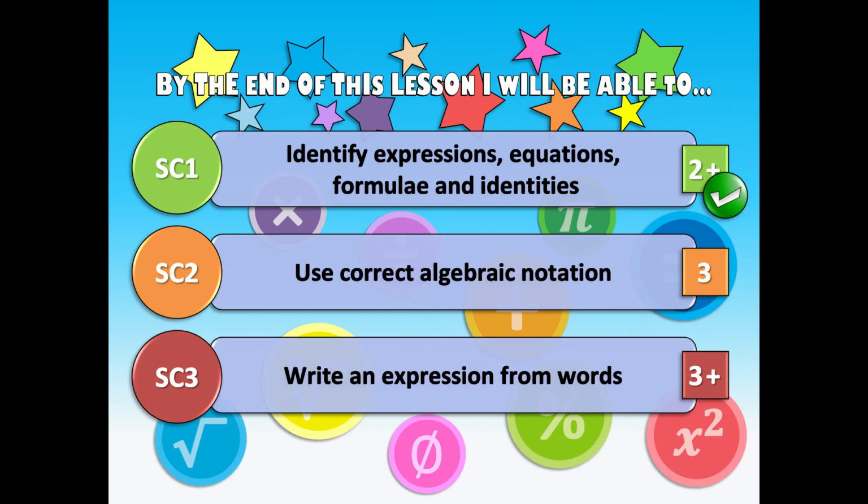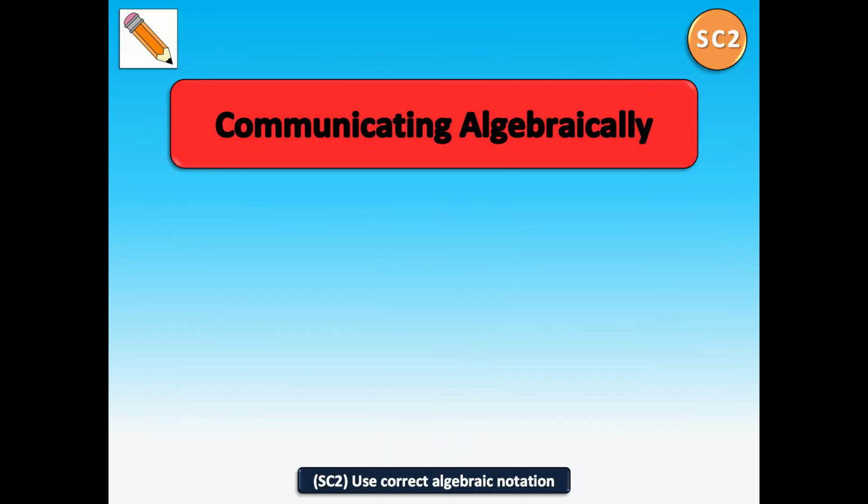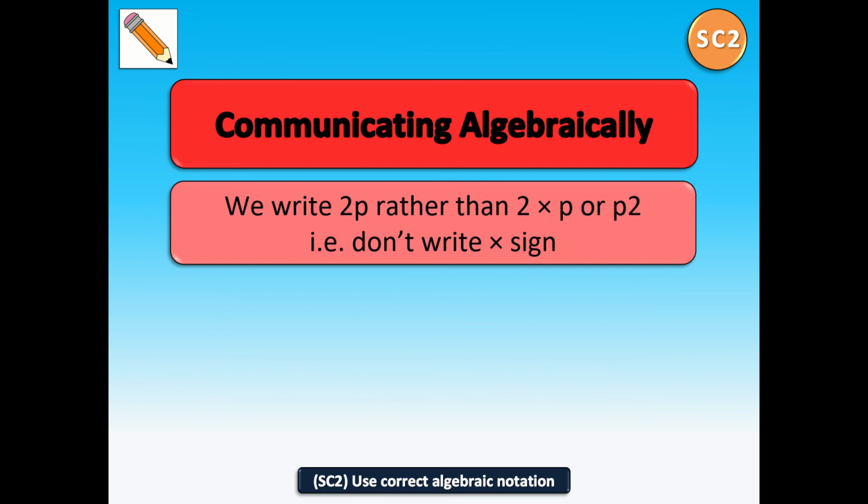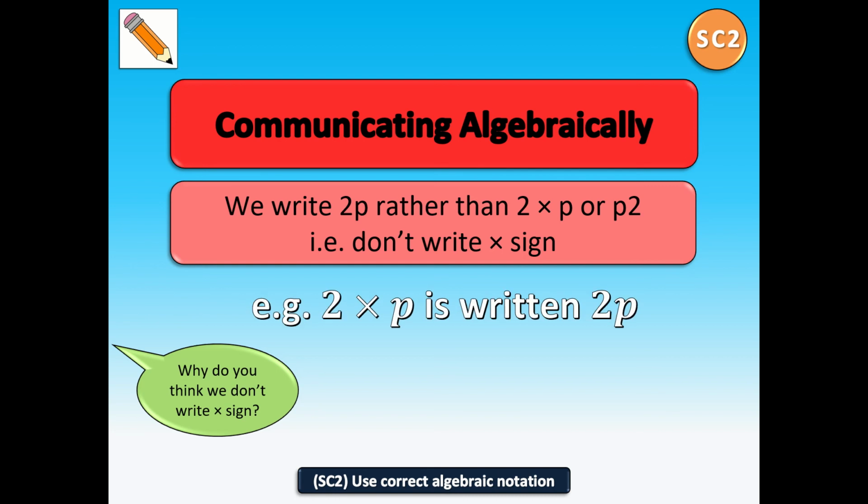Now we've completed success criteria 1, so we'll move on to number 2, and this is to use correct algebraic notation. Communicating algebraically. So in algebra we write 2p rather than 2 times p, or p2. We don't use a times sign. So 2 times p is simply written as 2p.